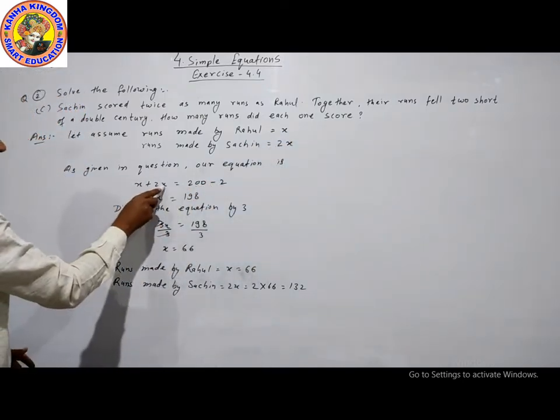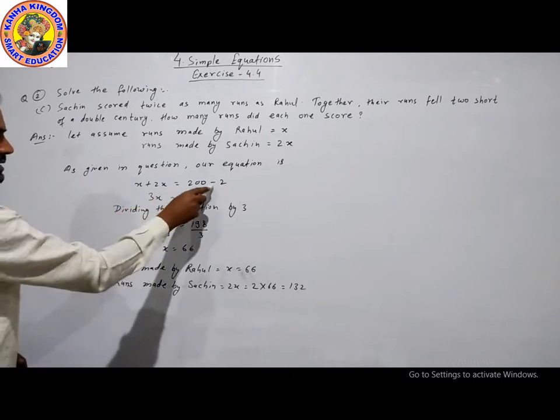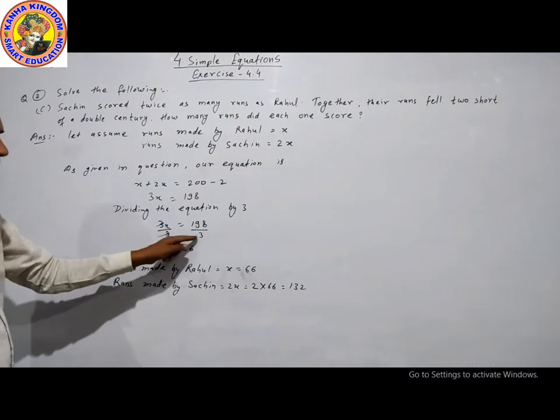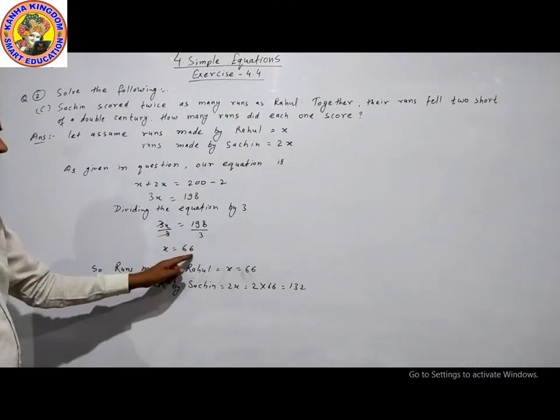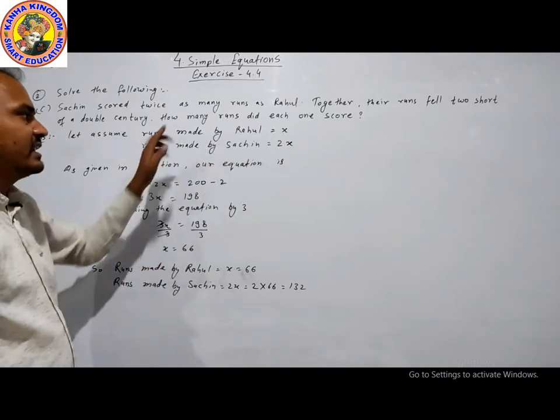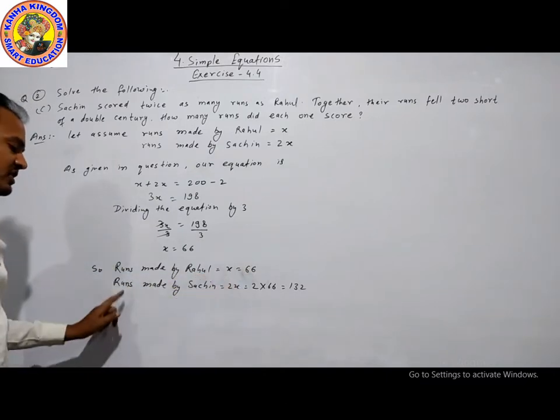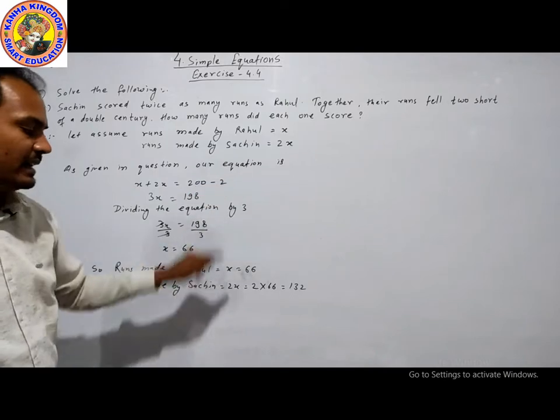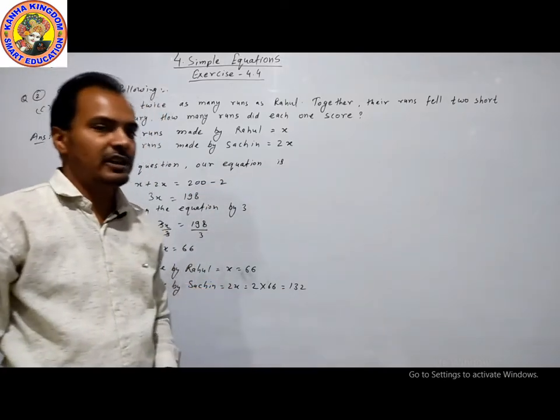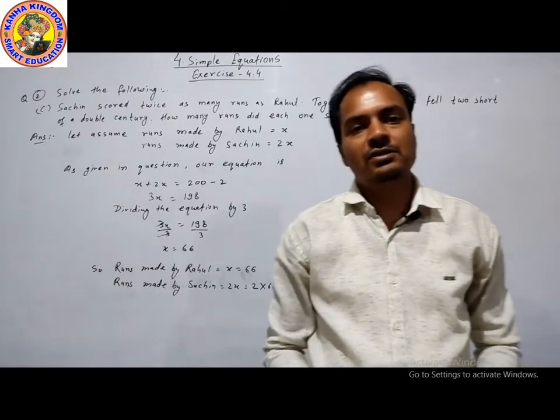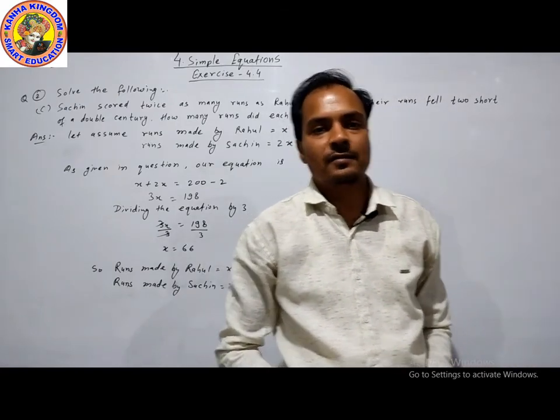1 time x, 2 time x. Total are 3 times x. This is 198. Here is multiply by 3, so we will divide by 3. x is 66. What is the x? x is runs made by Rahul. Runs made by Rahul is x is equal to 66. Runs made by Sachin is 2x. 2 into 66, 132. This is our answer. You can take a screenshot of this. We will move to our next question.